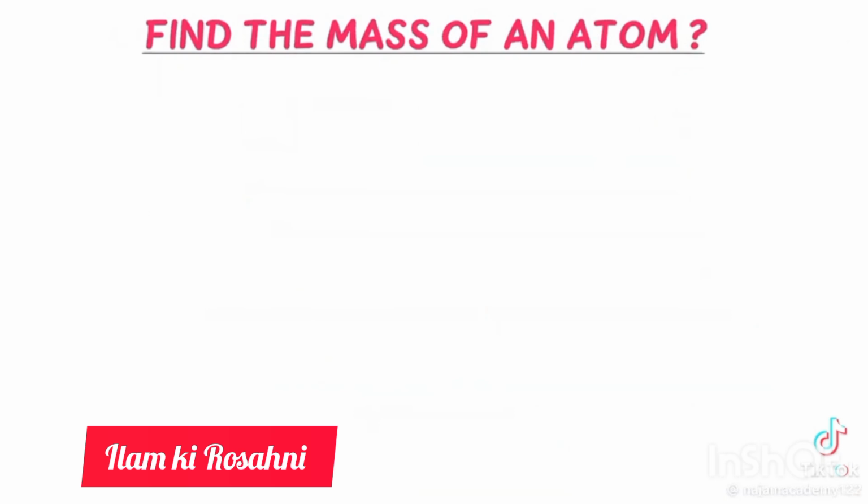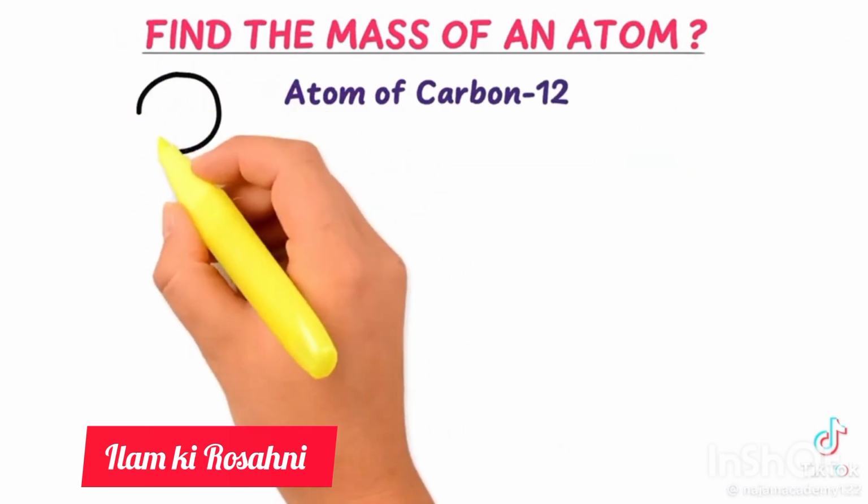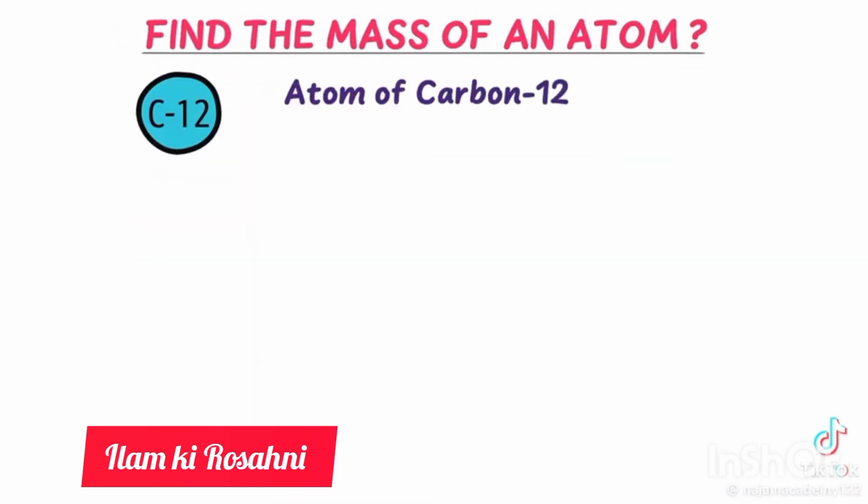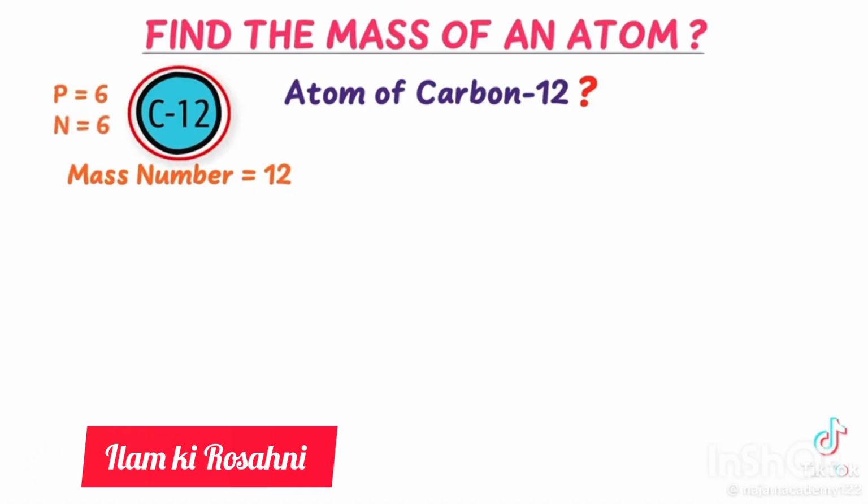Well, consider a single atom of carbon-12. Why do we call carbon atom as carbon-12? It is because the mass number of carbon is 12 units. There are 6 protons and 6 neutrons present in the nucleus of a single carbon atom. So we therefore call it carbon-12.